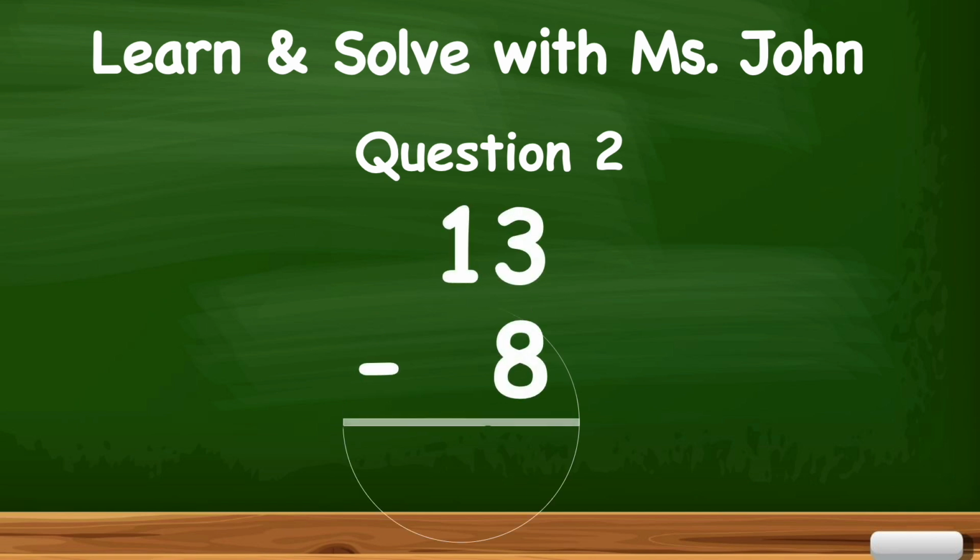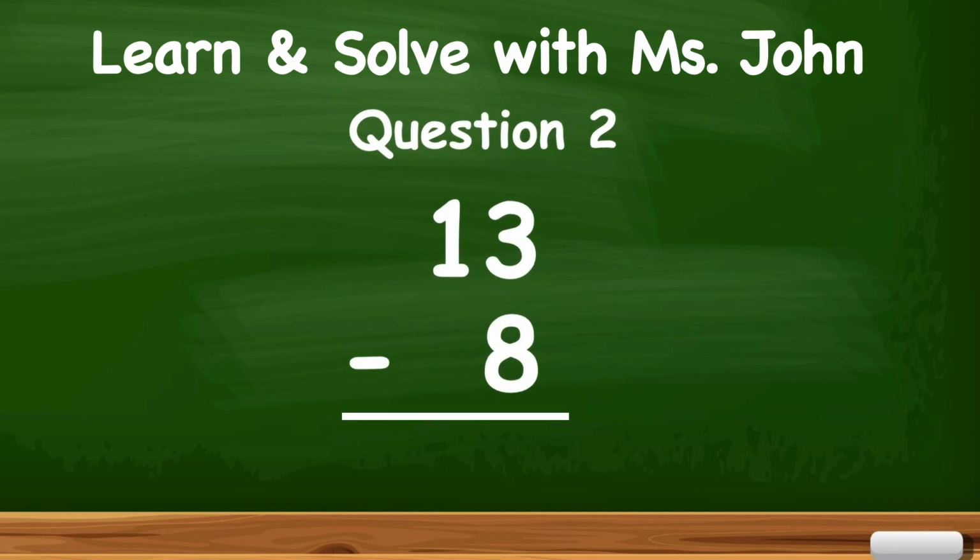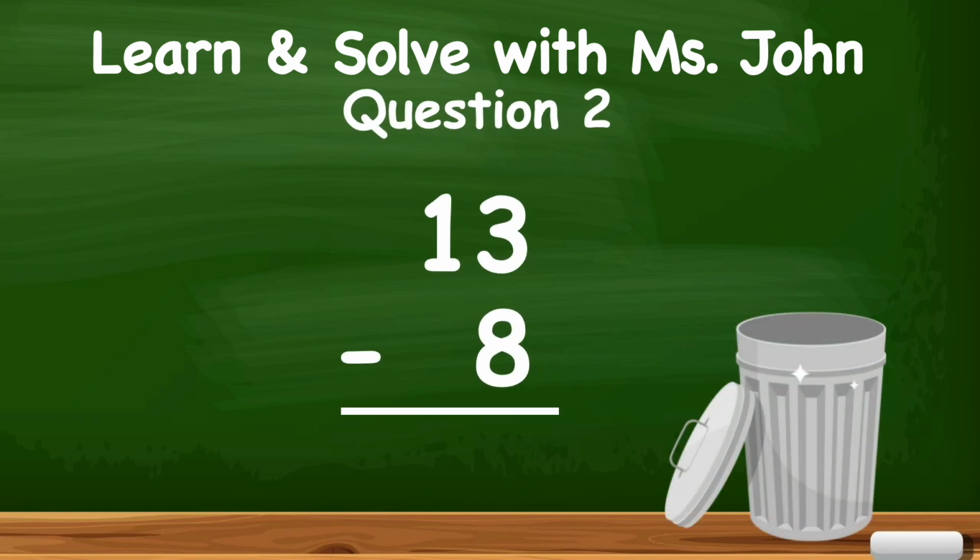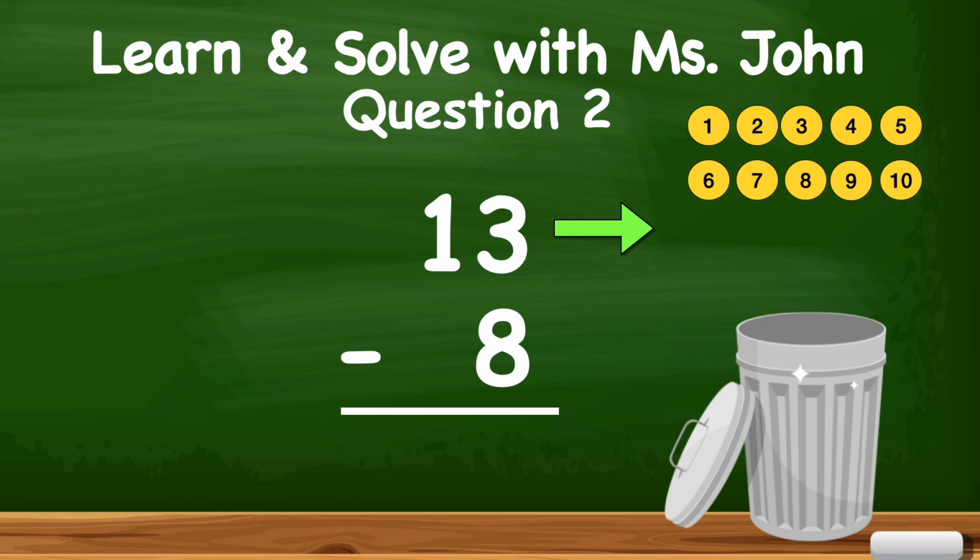Question number 2, 13 minus 8. We'll complete this question by subtracting 13 minus 8. By the arrow, let's place 13 dots. 1, 2, 3, 4, 5, 6, 7, 8, 9, 10, 11, 12, 13. When subtracting, we're going to take away. So now we're going to throw away 8 dots into the garbage bin. So let's place 8 of these dots into the garbage bin. 1, 2, 3, 4, 5, 6, 7, 8.